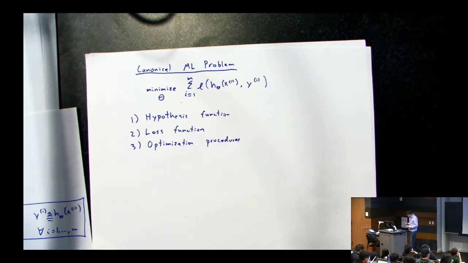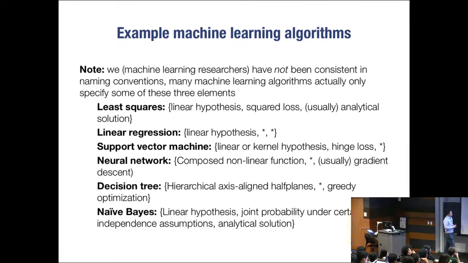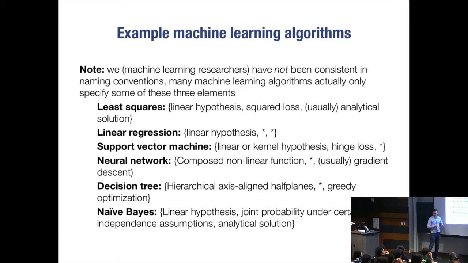And just to give a quick preview, as I like to say, we in machine learning are very good at coming up with clever sounding names. And so you will hear all sorts of names for machine learning algorithms, things like least squares, linear regression, support vector machines, neural networks, decision trees, naive Bayes. They're all things that are used and sound completely different. People talk about them in very different ways. But they are all just instantiations of those 3 things.